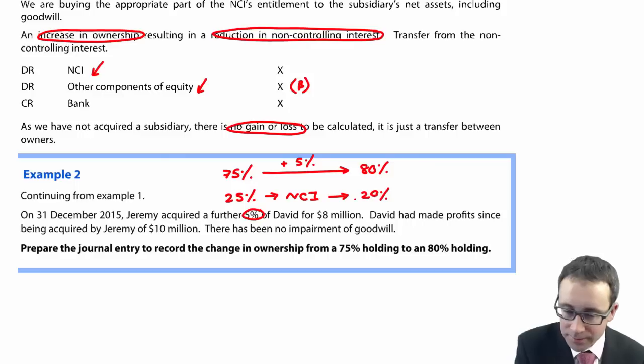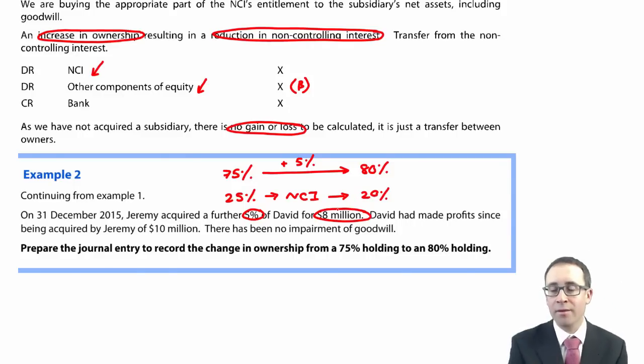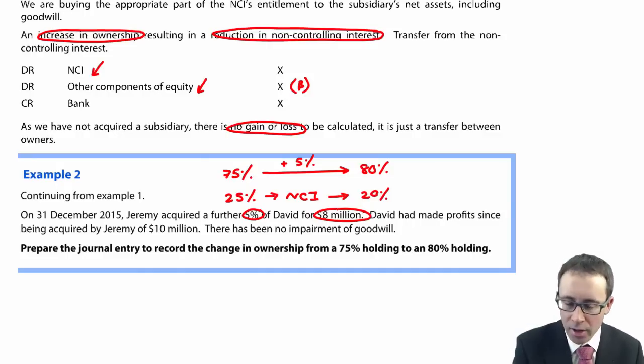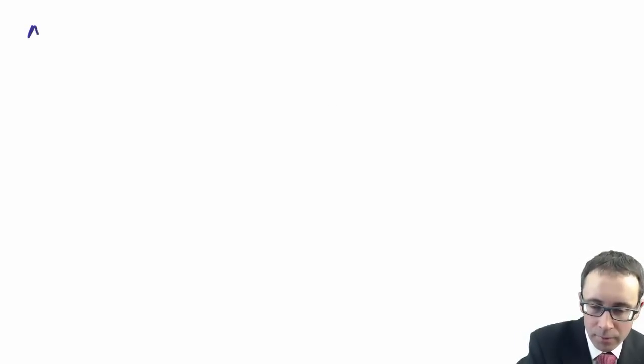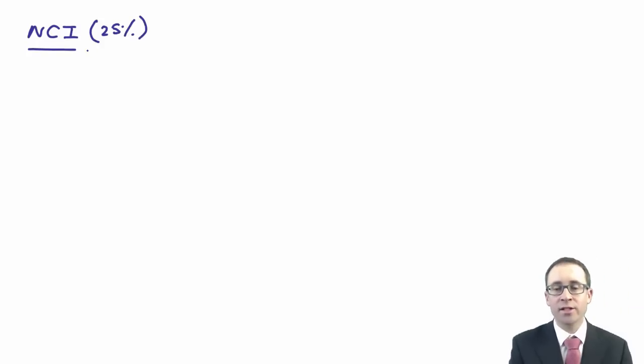In doing that, we paid 8 million. So we're going to credit the bank with 8 million. And when we reduce the NCI, we want to reduce it from a 25% ownership interest to a 20% ownership interest. Now, how do we go through and do that? Well, we're going to look at the non-controlling interest based upon your original 25% investment.